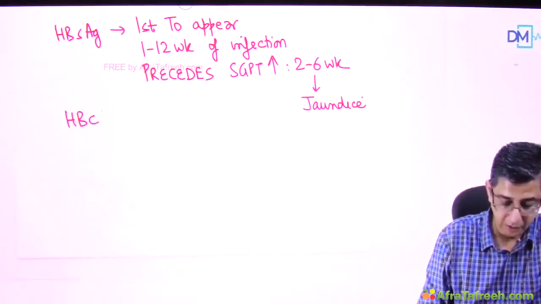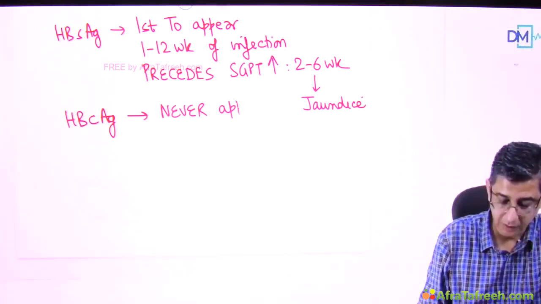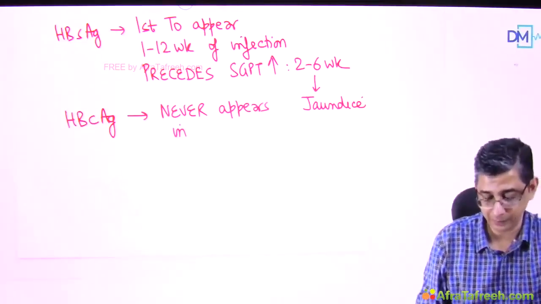As I've emphasized, the nucleocapsid antigen, or the core antigen, will never appear in the blood. Antibodies can be formed against it, but it will never appear in the blood. It lives in the nucleus of the hepatocytes.